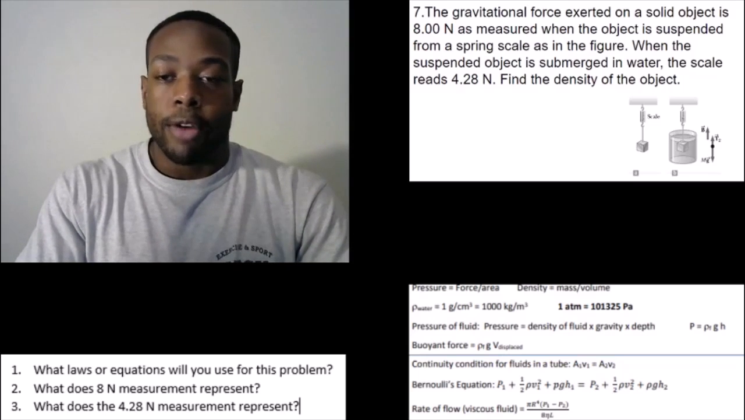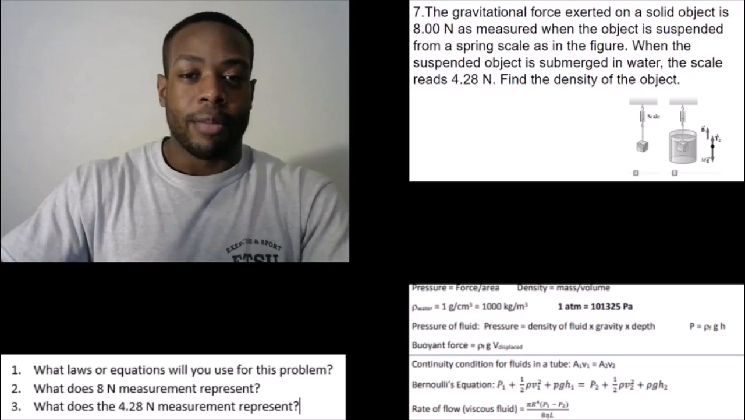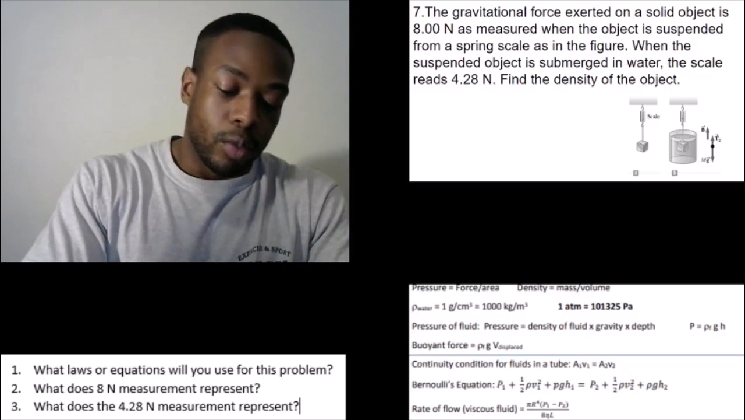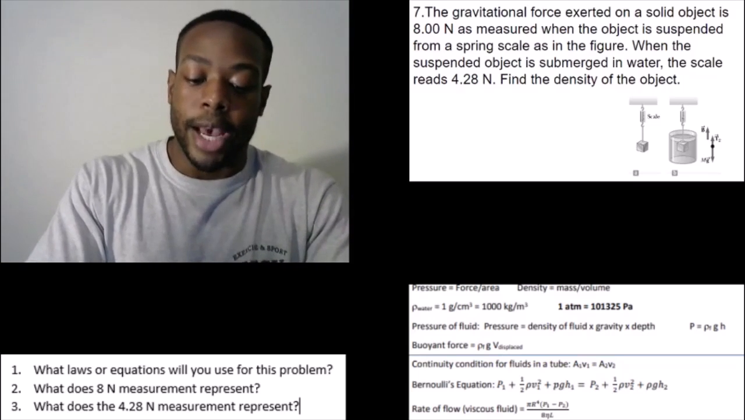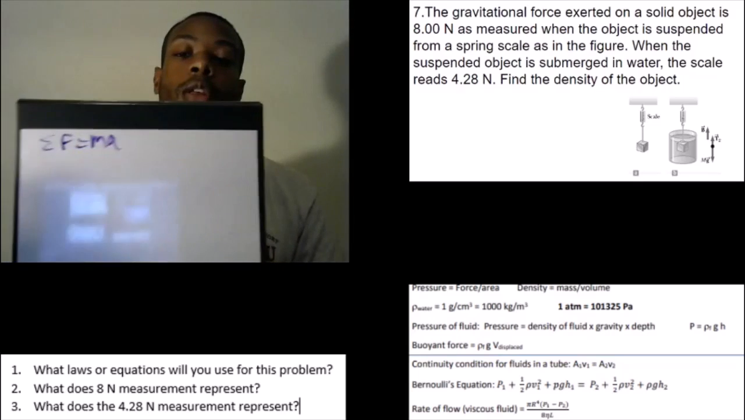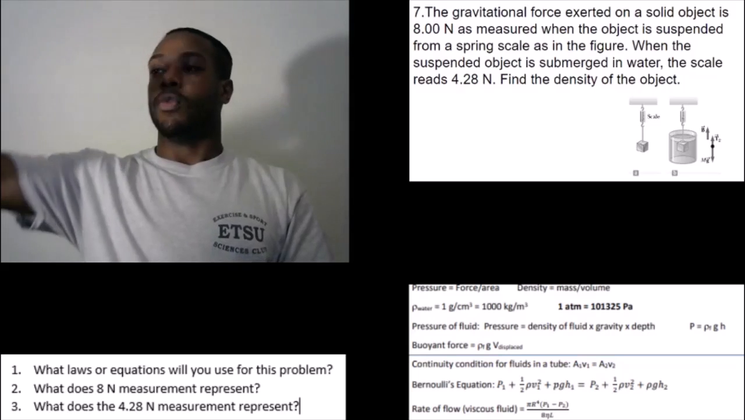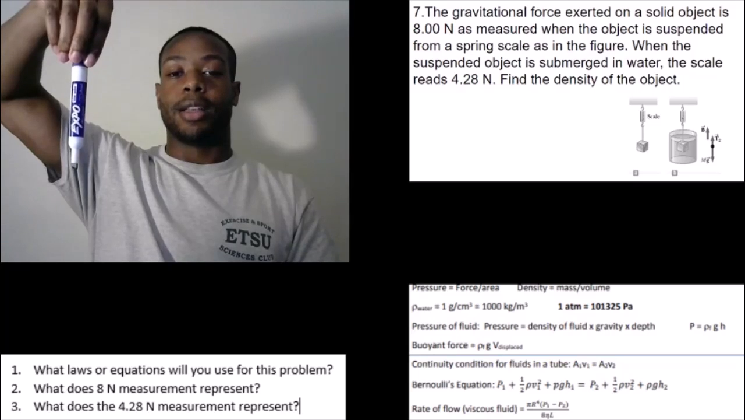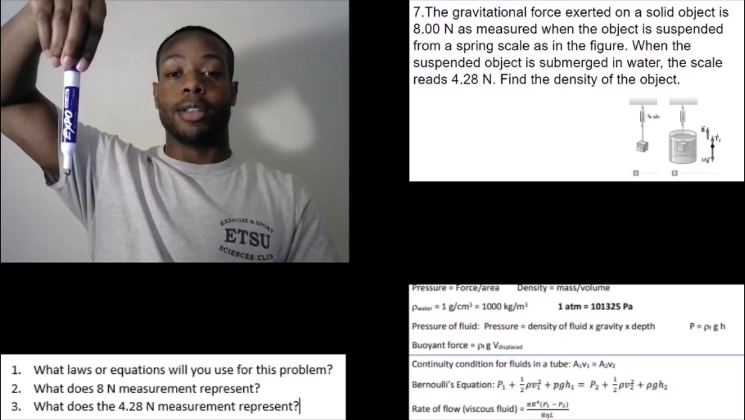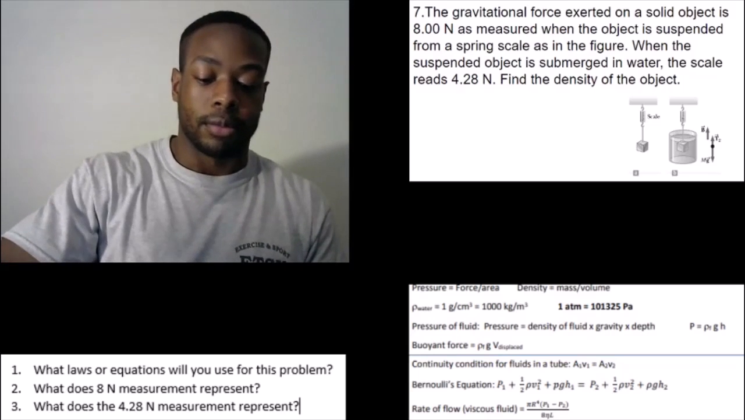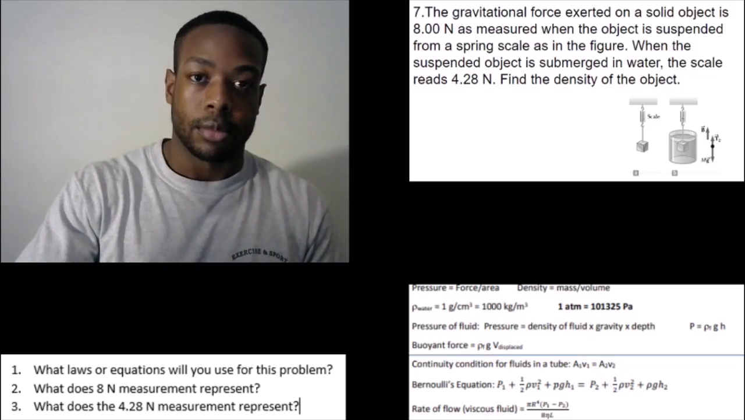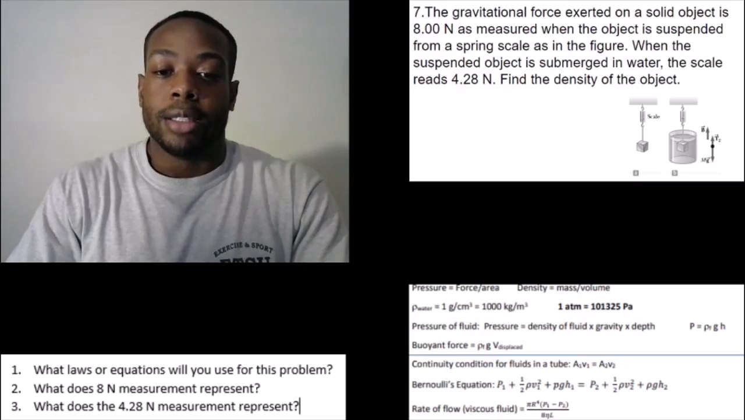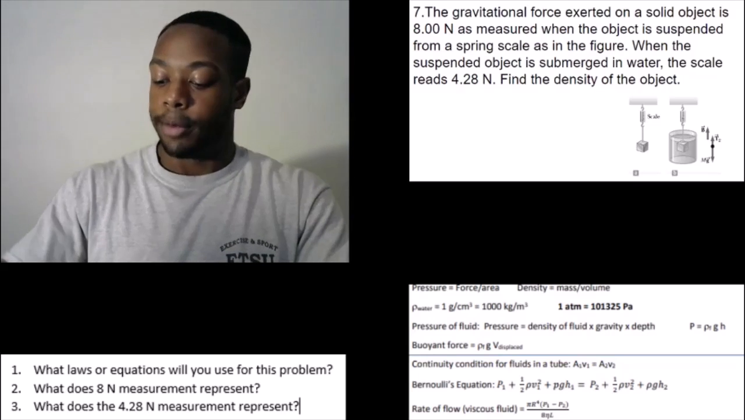You see a free body diagram. Anytime I see a free body diagram, I assume we want to use Newton's second law. So we know that the sum of the forces equals mass times acceleration. And here, we've got a spring scale holding on to the object. If that's the case, no movement here, right? So acceleration is 0, and the sum of forces should equal 0. So we've got that.